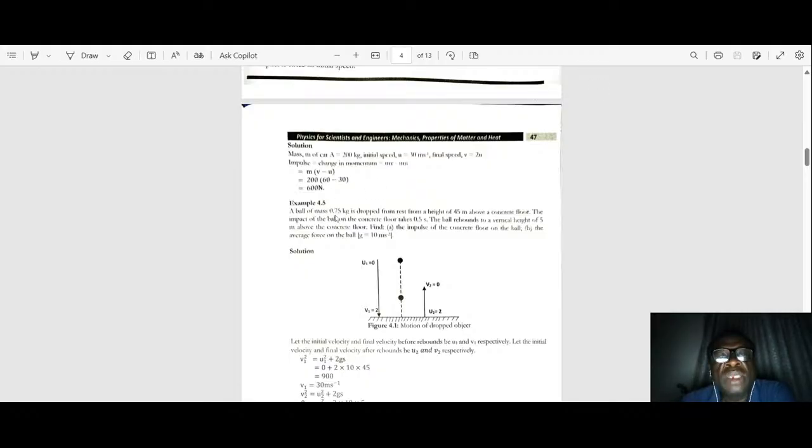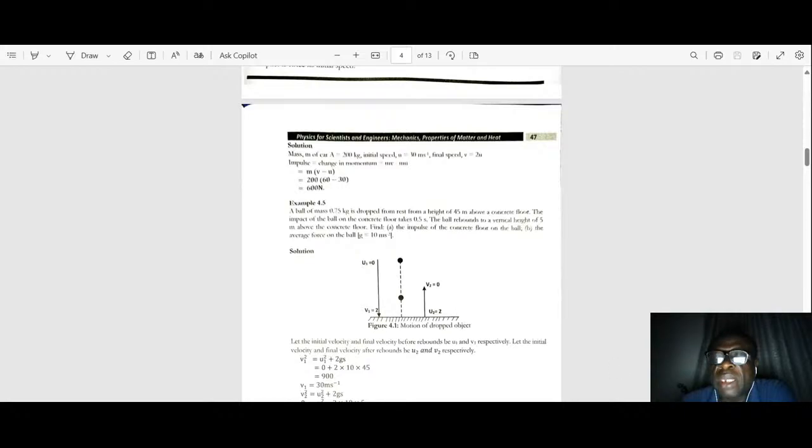A ball of mass 0.75 kg is dropped from rest from a height of 45 meters above the concrete floor. The impact of the ball on the concrete floor takes 0.5 seconds. The ball rebounds to a vertical height of 5 meters above the concrete floor. Find A, the impulse of the concrete floor on the ball, and B, the average force on the ball.